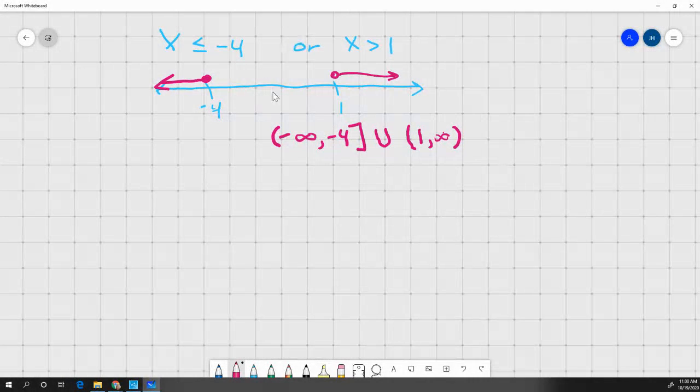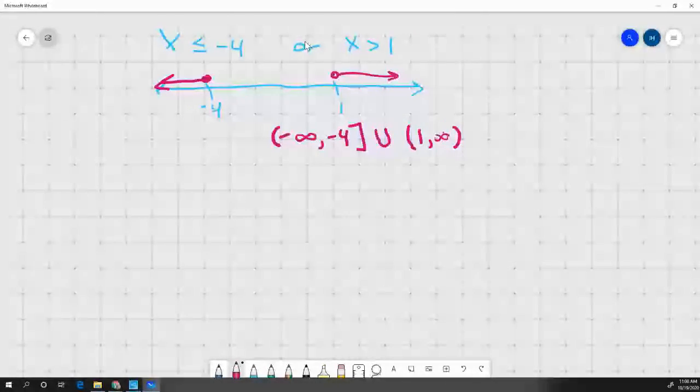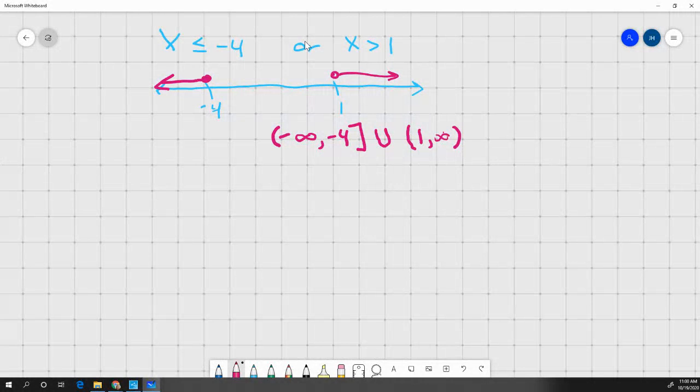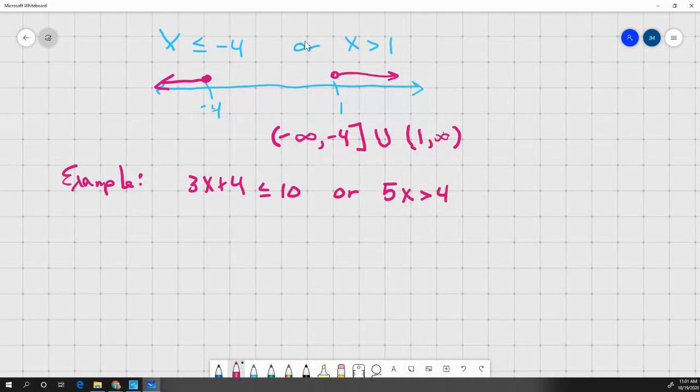Here's the thing, though. You're not always going to be given these specific problems. In some circumstances, you are going to have to isolate the variable and then graph it. So say I have, let's do an example. I have 3x plus 4 is less than or equal to 10, or, right? You know what kind of problem it is because it actually says or, 5x is greater than 45.